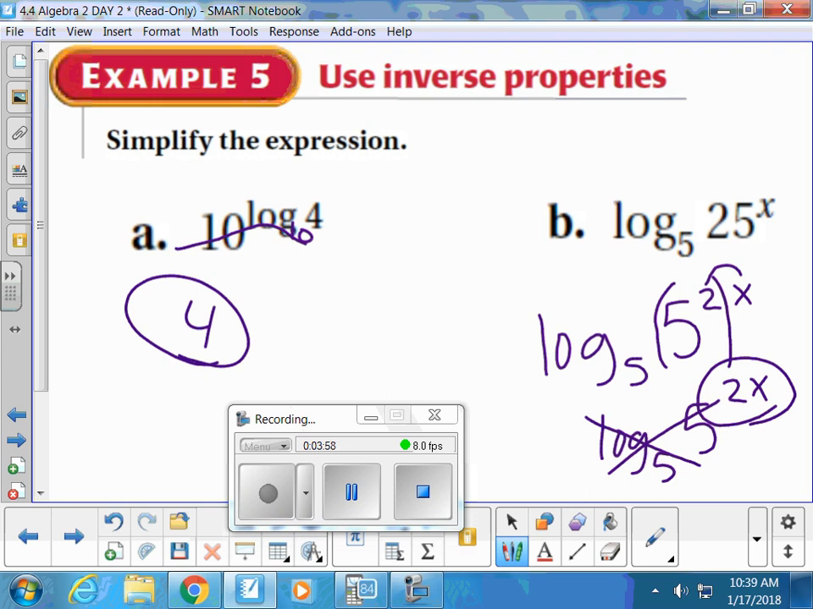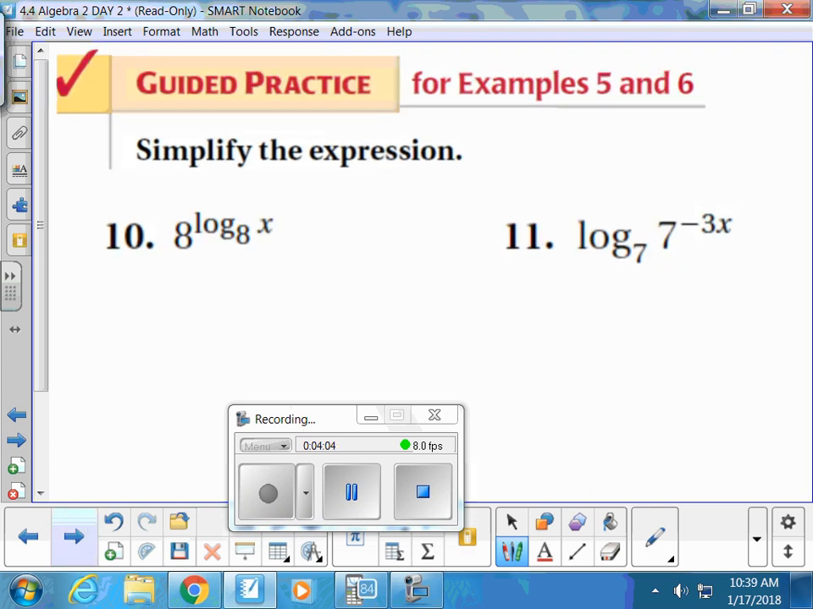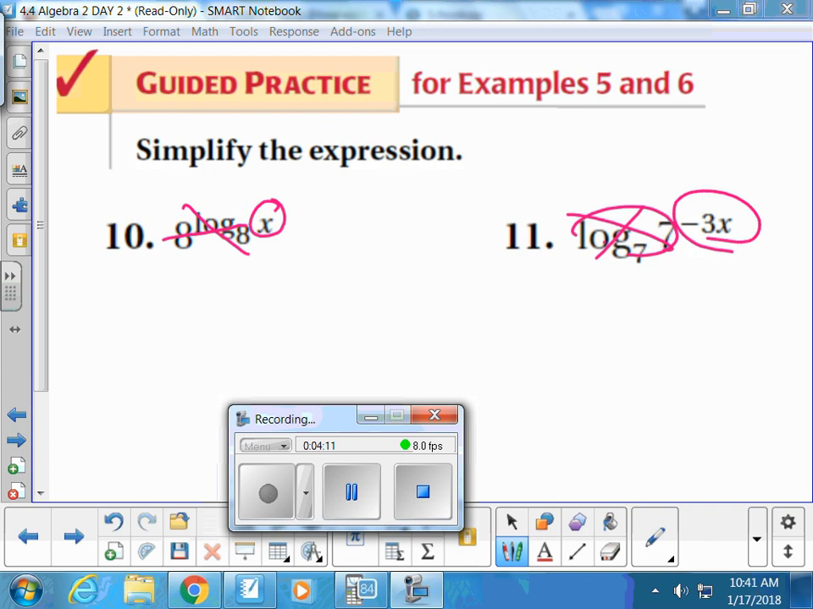You want to try the next one by yourself? Actually, I'll go ahead and pause the video, and I want everybody to try the next two all by themselves, and then restart the video when you're ready to check. All right, go ahead and check that you got x on number 10 and negative 3x on number 11, because of what you canceled out.